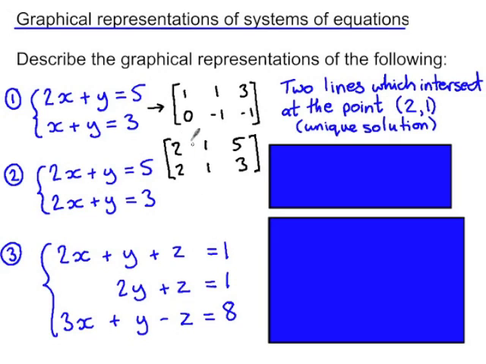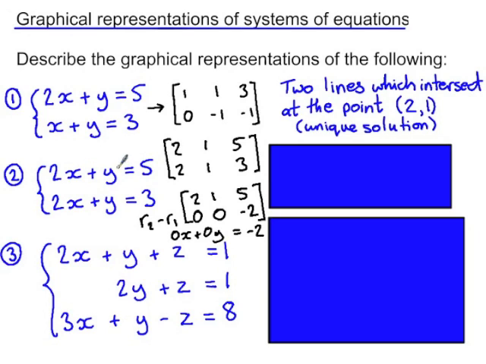And I don't have a 1 in the first column, but I can achieve a 0 in the first column of row 2 by replacing row 2 with row 2 take row 1. But unfortunately, in eliminating the coefficient of x, I've also eliminated the coefficient of y. So this is telling me now that 0x plus 0y is negative 2. That's just not possible. And even looking at the original equations, whichever values you choose for x and y, there's no way that 2x plus y can equal 5, and at the same time 2x plus y can equal 3.